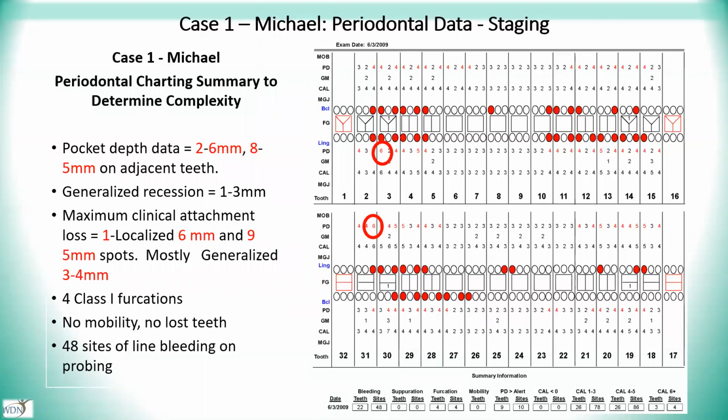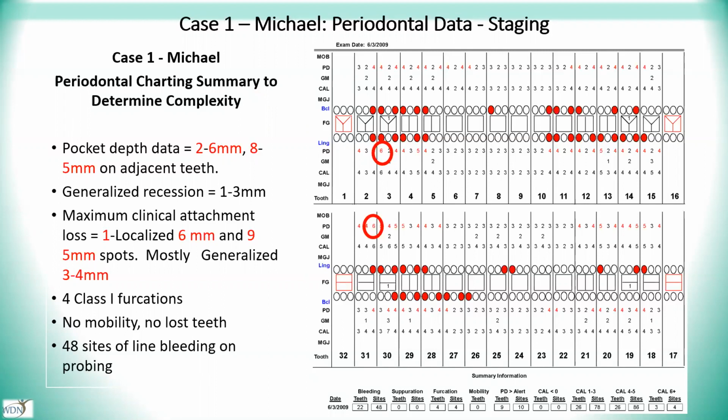And there's some localized attachment loss at 6 millimeters. There's 9 spots that are 5 millimeters, but it's mostly generalized in 3 to 4 millimeters. There's some class 1 furcations, but not 2 or 3. There's no mobility, no lost teeth, but there's 48 sites of bleeding on probing.